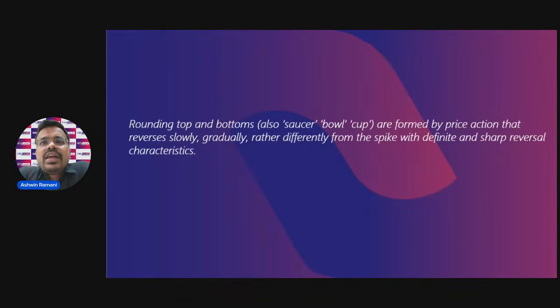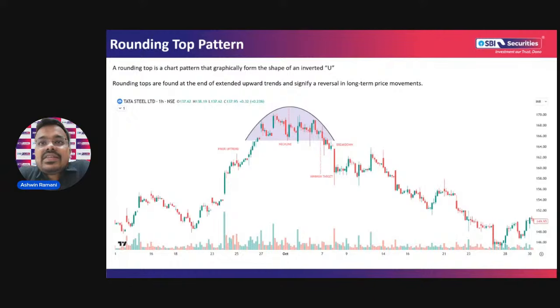Now, how many of you all have heard about rounding tops and rounding bottoms? These are also called a saucer pattern, or you call it a bowl, or you call it a cup. They are formed by price action that reverses slowly, gradually, rather differently from a spike with a definite and sharp reversal characteristic. Now, let's first discuss a rounding top pattern.